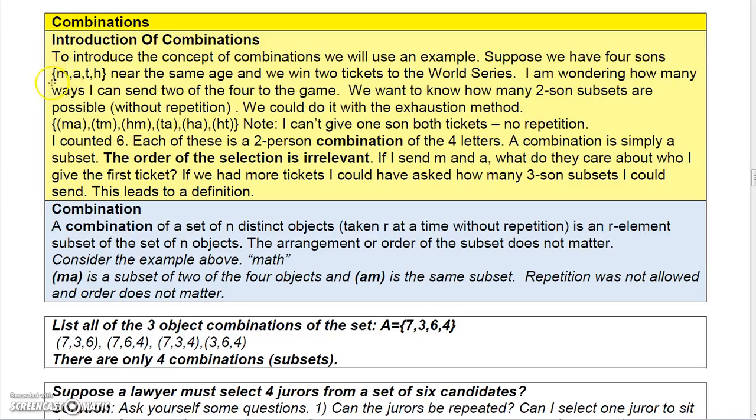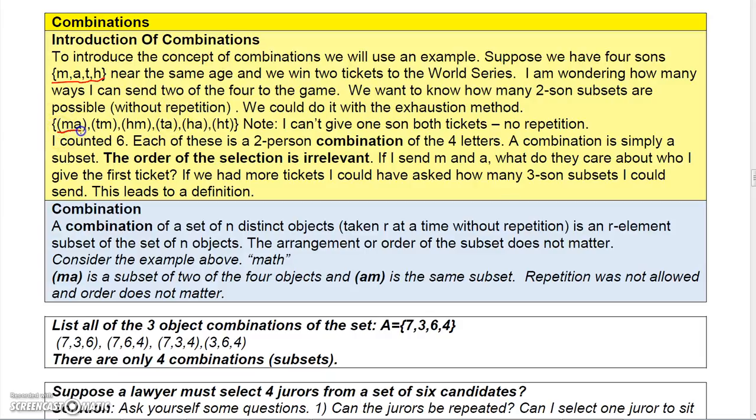Let's use the same 4 letters again here to introduce combinations. Let's say I have M-A-T-H. Let's pretend like those are my sons. Okay, and I've got 2 tickets to the World Series. Now I can only send 2 of my sons to the World Series. So let's look at how many ways I could send them. How many 2-son subsets are possible?